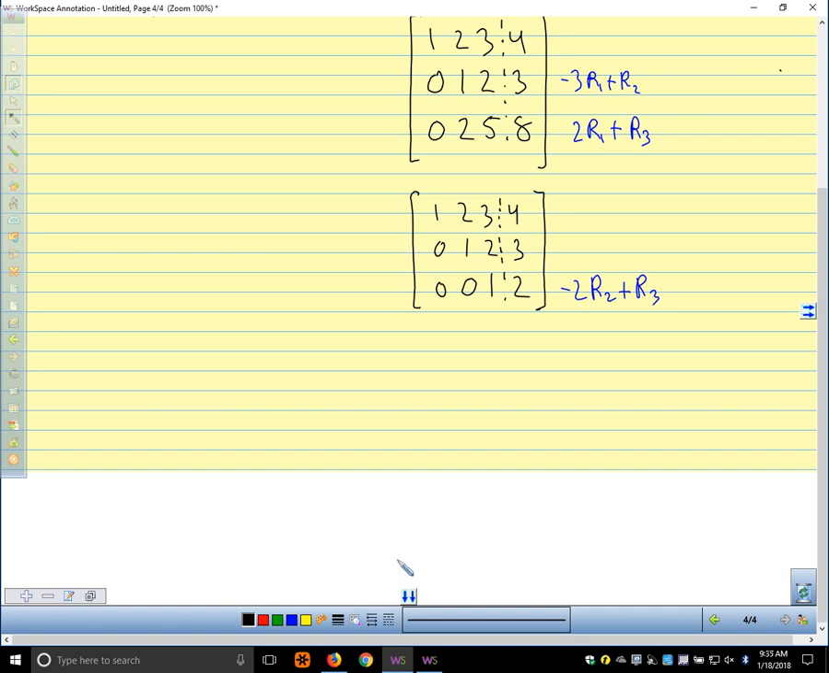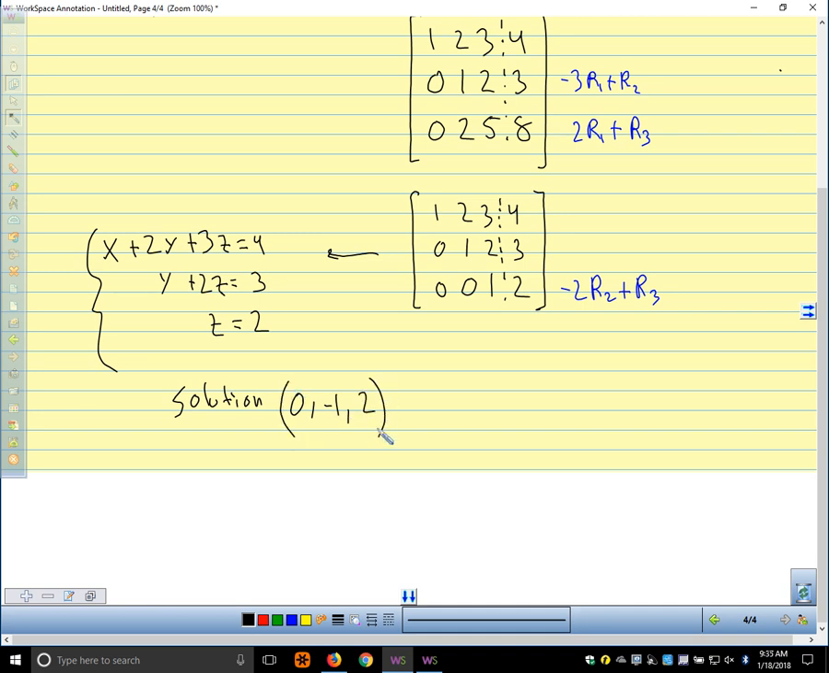And now I can translate this back. I'm going to write this step just so we see how we translate it back. Once you get here, you can solve for your x's and y's and z's straight from here, but I want to translate this back to a system of equations. So we get x plus 2y plus 3z equals 4, y plus 2z equals 3, and z equals 2. That's my new system of equations. Now I can plug this z equals 2 into the second equation and get y, and plug the y and the z into the first equation to get x, and I get my solution is 0, negative 1, 2. That would be my solution to that system of equations.